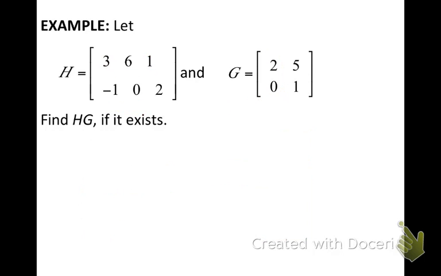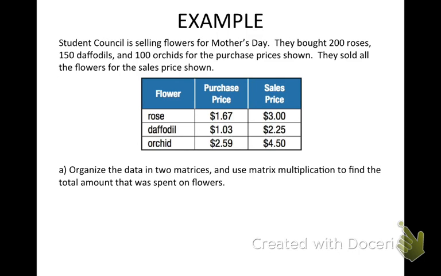All right, so the last thing we need to do is a lovely word problem using matrices and multiplication. So, we've got student council selling flowers for Mother's Day. Very nice of them. They bought 200 roses, 150 daffodils, and 100 orchids for the purchase prices shown. They sold all the flowers for sales prices shown. Organize the data into two matrices and use matrix multiplication to find the total amount that was spent on flowers. All right, so what do we think these matrices will look like?